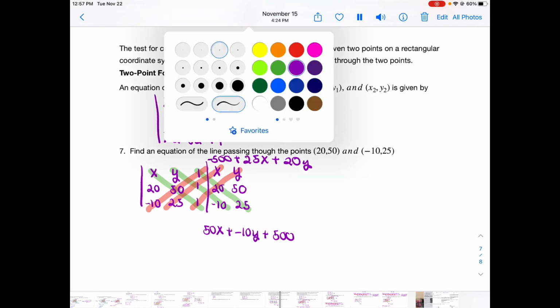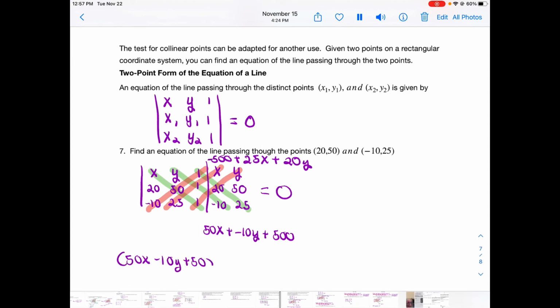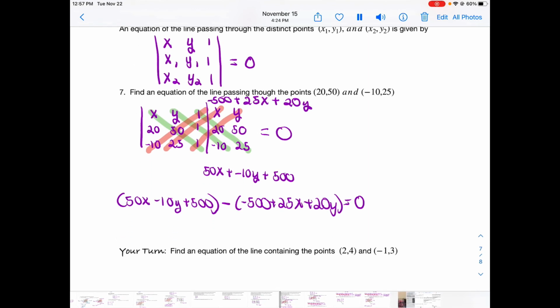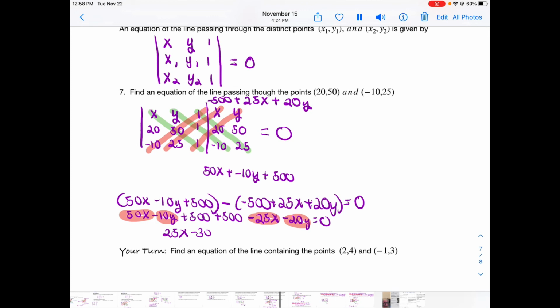Now, I need to take the sum of my diagonals down, which would be 50x minus 10y plus 500, minus the sum of my diagonals up, which is negative 500 plus 25x plus 20y, and set that equal to 0. Okay, so I'm going to distribute the negative and get rid of the parentheses, and then combine like terms. All my x terms combine together to get 25x. Then I combine my y terms to get negative 30y. And then my constant terms together to equal 1,000.